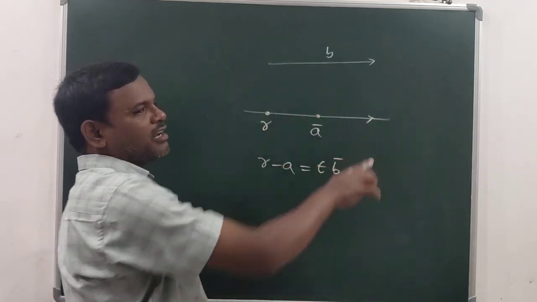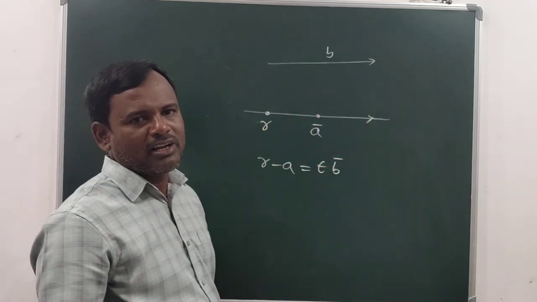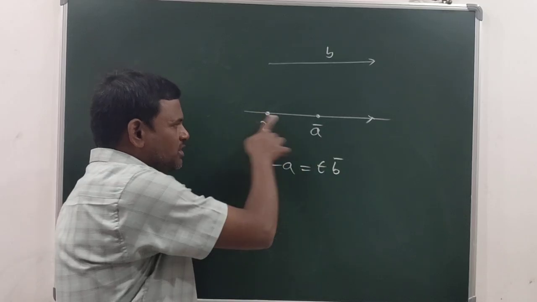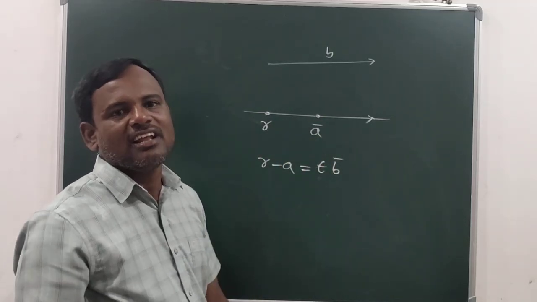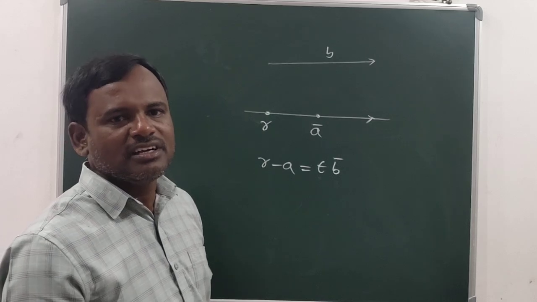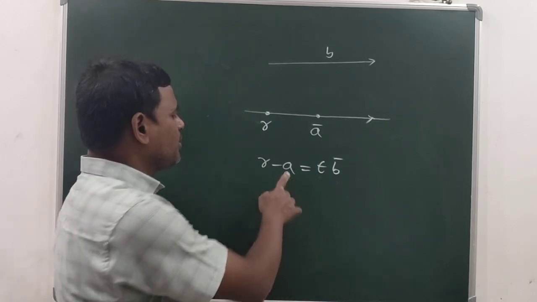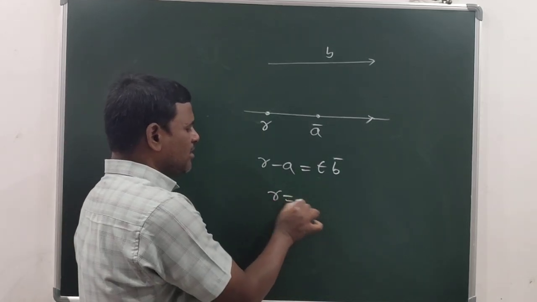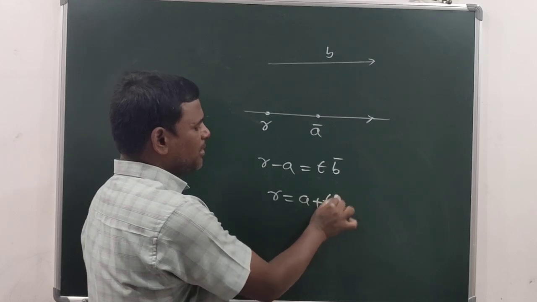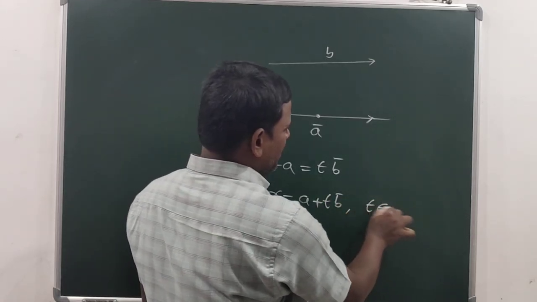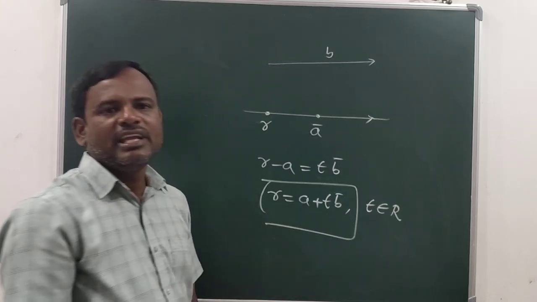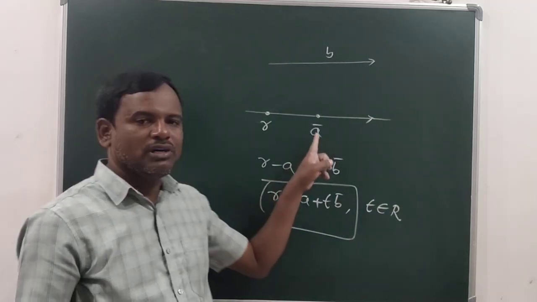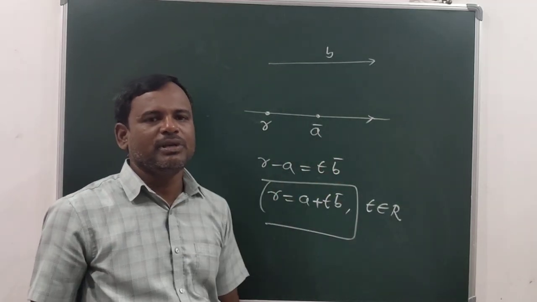Because both are parallel, whenever those two are parallel, as I said to you, this vector is T times B, where T is a scalar. When you transfer A to the right side, R equals A plus T B bar, where T belongs to any real numbers. So this is the equation of a vector passing through A and parallel to B.